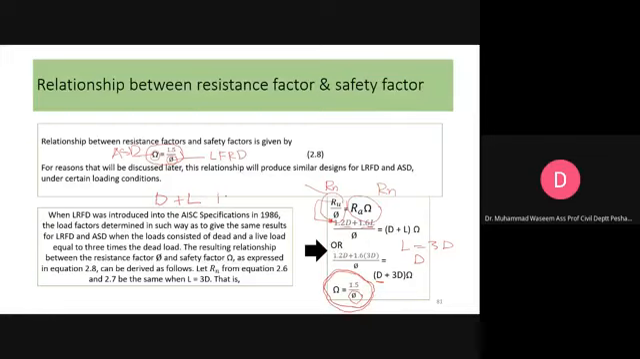So if the live load is 3 times the dead load, this relationship will hold, and this relationship will hold for the case of tension member. For a case of compression member or for a case of flexure member, this will not hold.